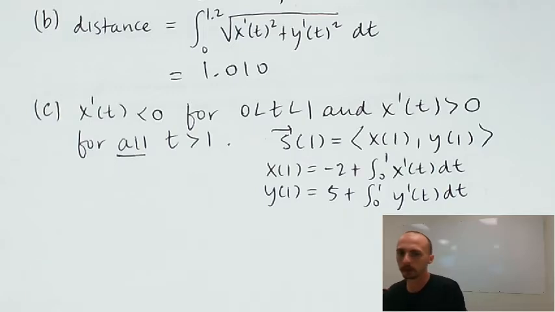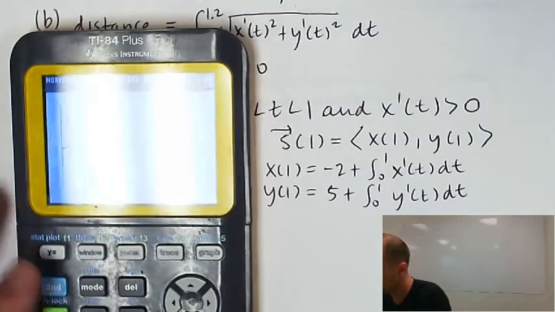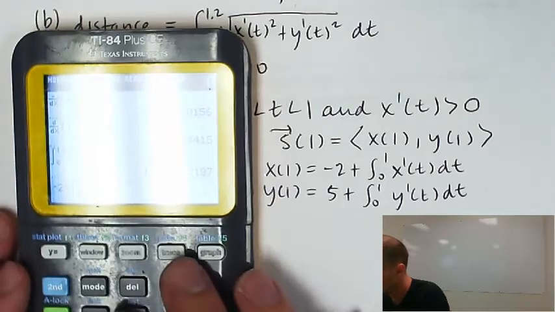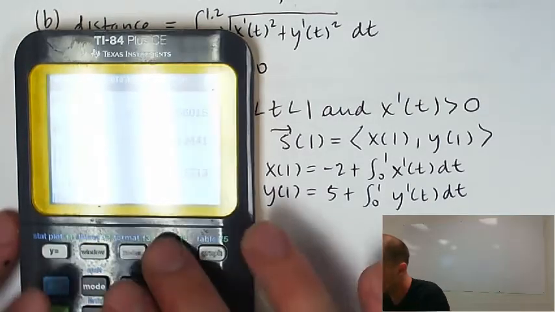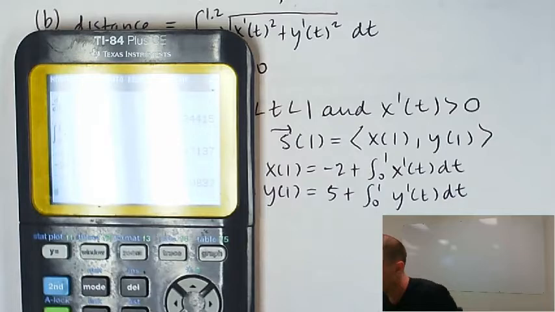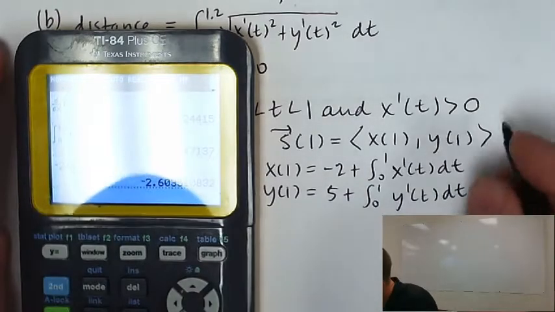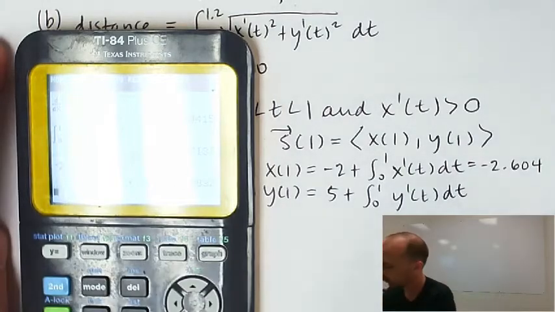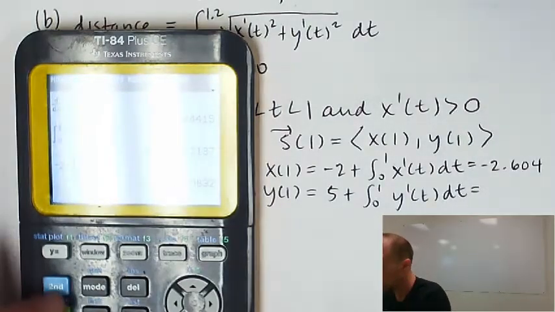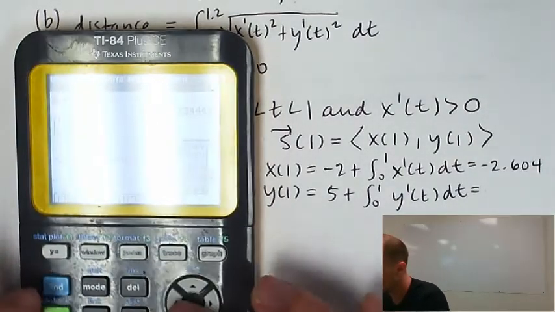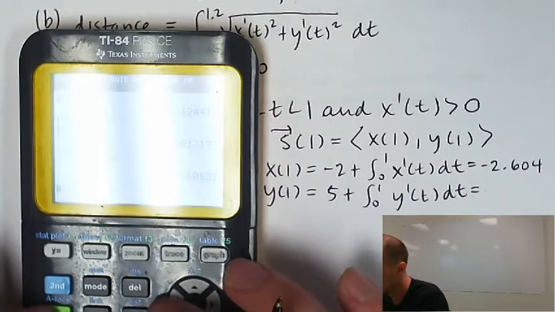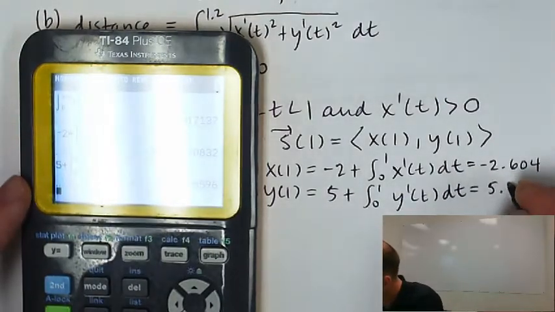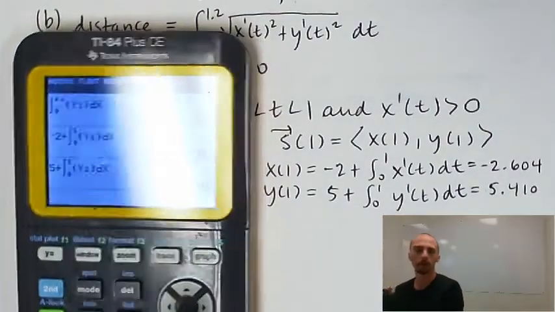Now this is something that I'm going to need to bring in the calculator for. All right, so let's do negative 2 plus the integral from 0 to 1. x prime was y1. That's going to be negative 2.604. You see that? Yes, it's still right on the page. Then if I change that to y2 and this to positive 5, I would have 5.410.